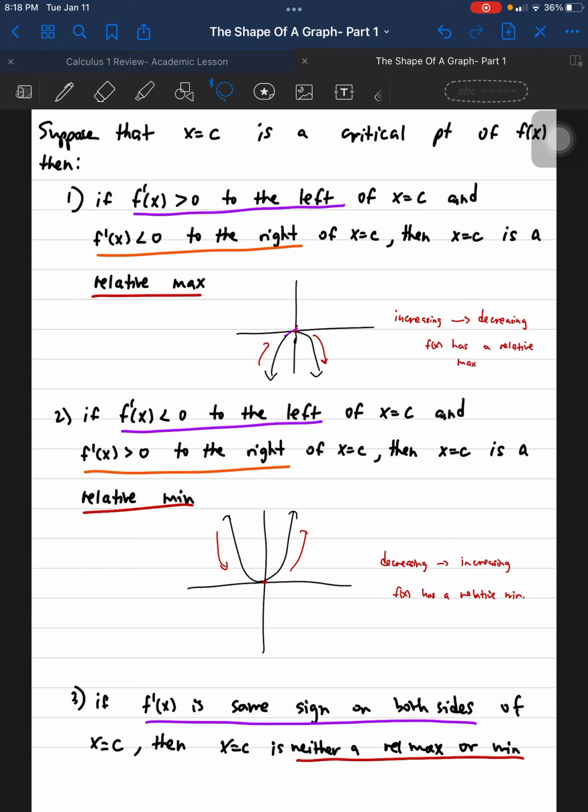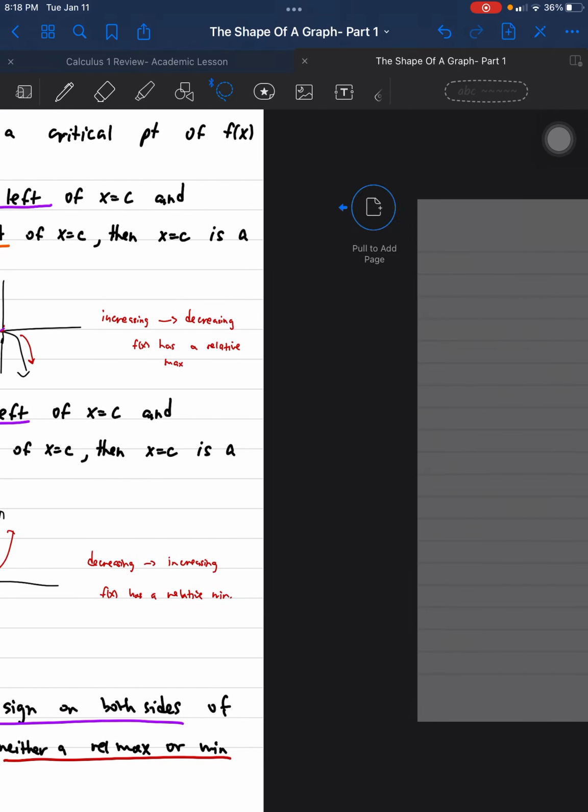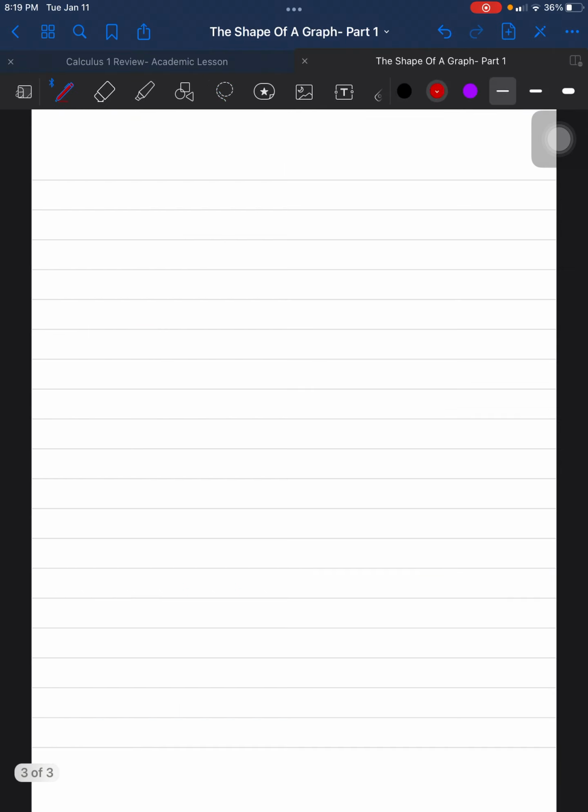And for the third statement, if f prime of x is the same sign, it just implies that f of x is a horizontal line, and the function is going to be constant at that point x equals c. And that point x equals c is usually the critical point.